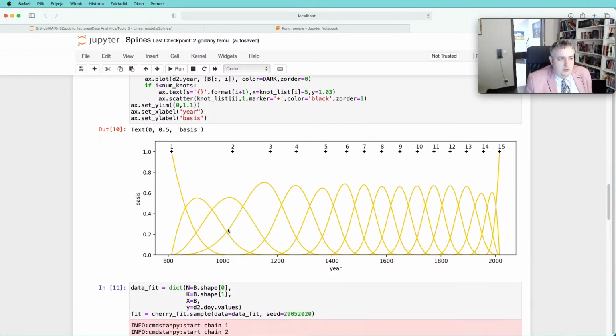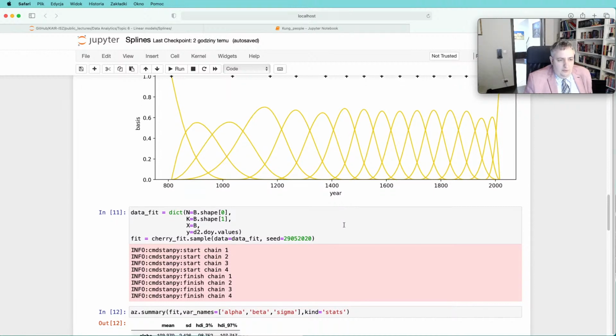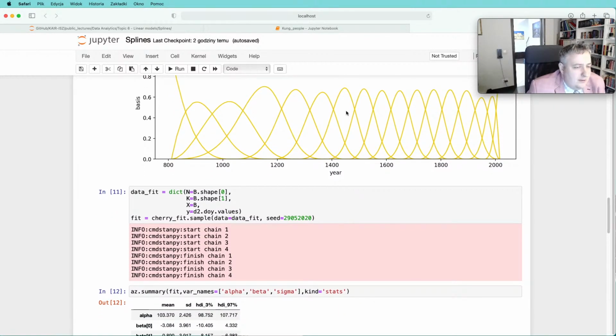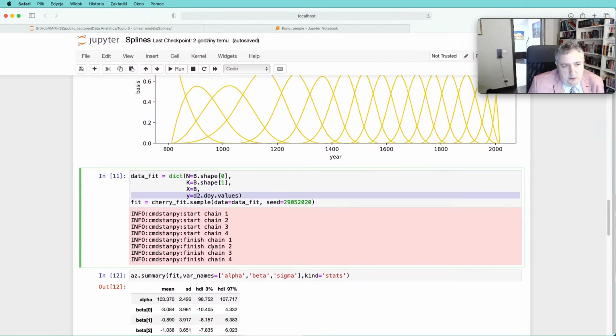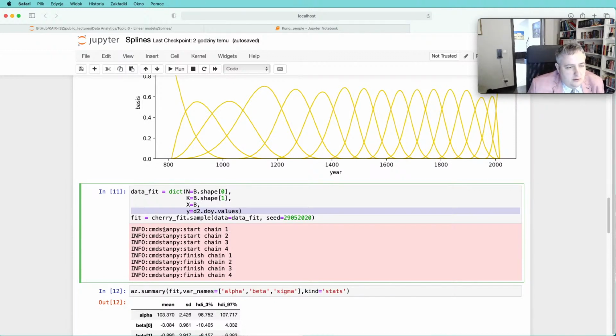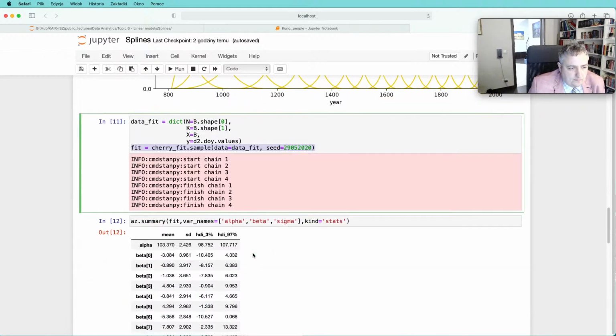So these are the elements of our design matrix. As you can see, they are 0 outside of the first few knots for each of those. We provide the dataset from our spline matrix, and we provide the output values of the day of the year, which is why we limited it to only existing values, and we are sampling it with Stan.